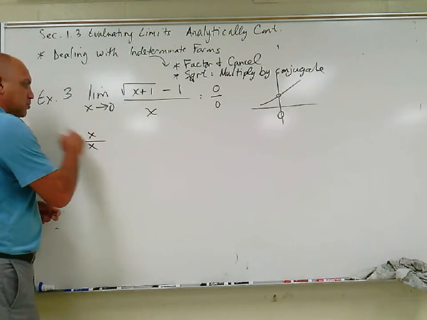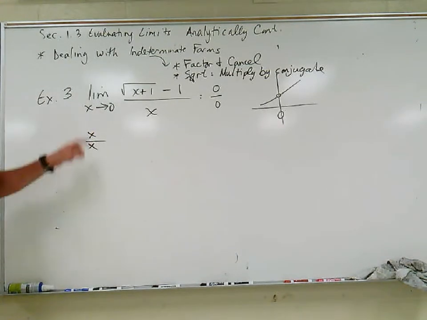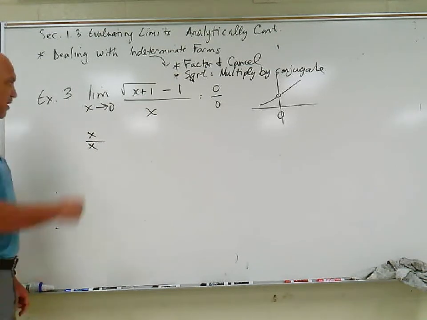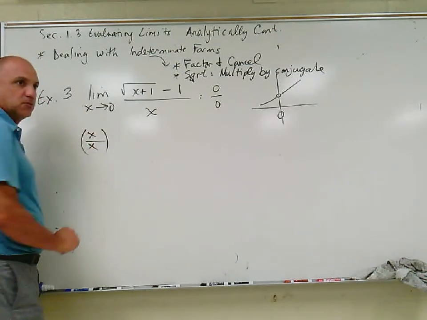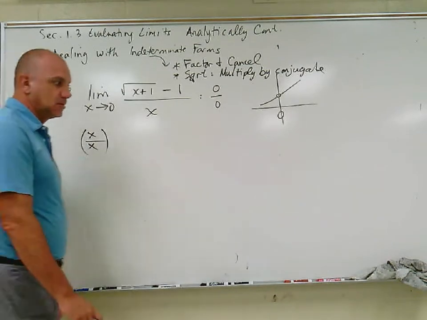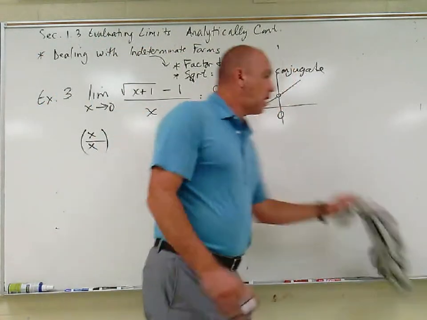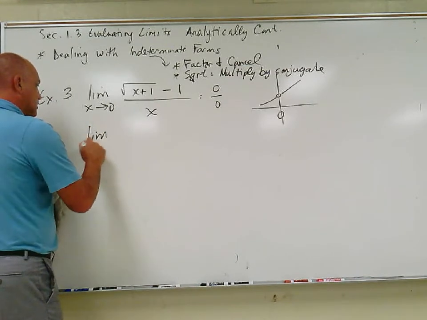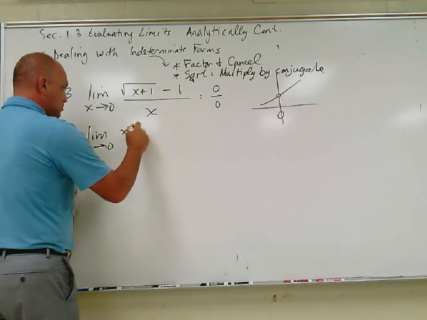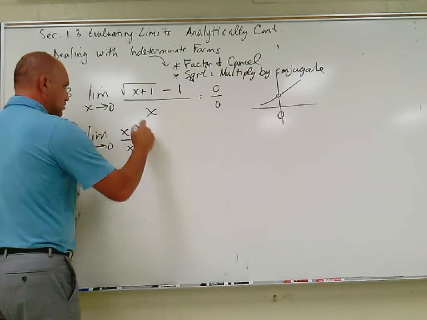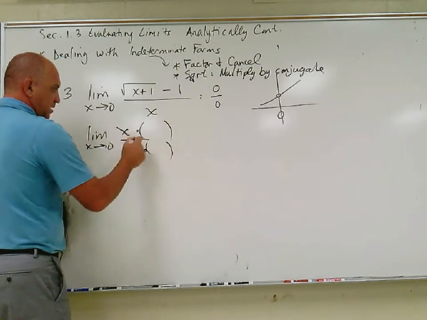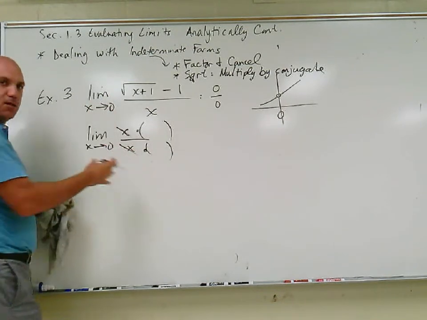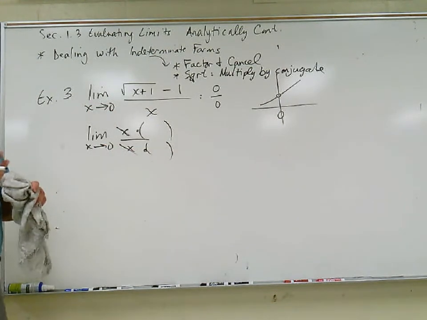X over x, you're going to have to cancel. That's what's killing the problem. You just don't see it right now. You're going to have to cancel those factors, x over x. Okay? So my goal is to get the limit as x approaches 0 of x times something over x times something. And then once I cancel that, now I'll fill in the hole. So I'm trying to lead you to be thinking about what you have to get.